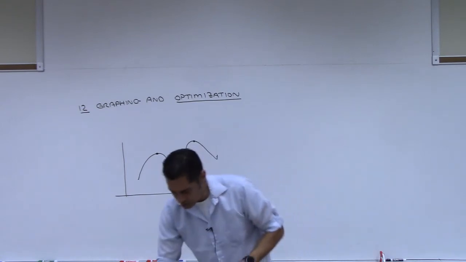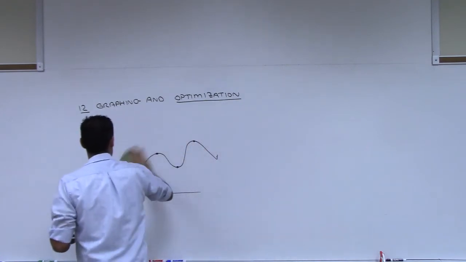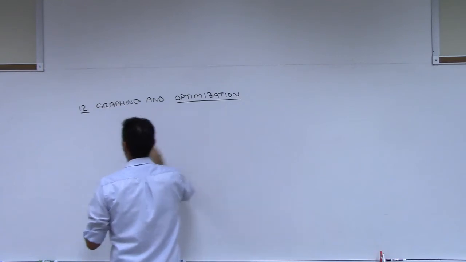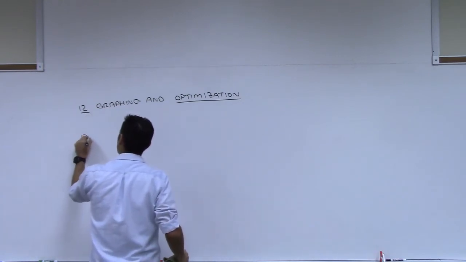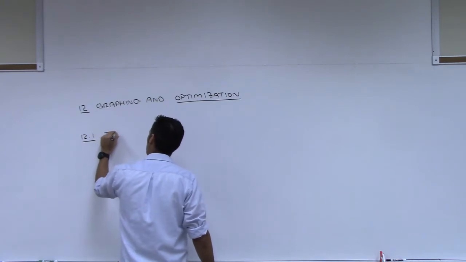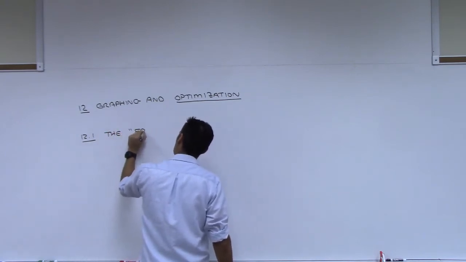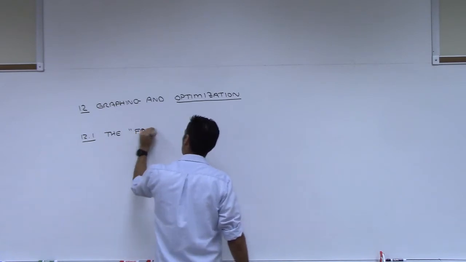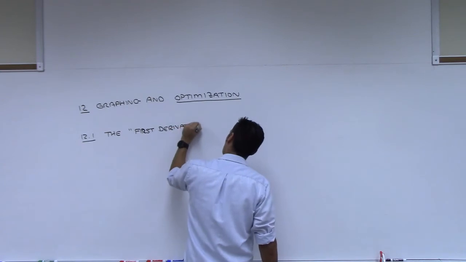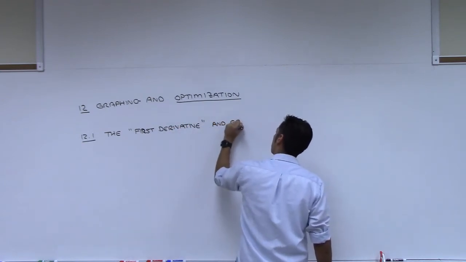But to start, in 12.1, we're going to talk about how taking the first derivative helps us with the graph and how it's connected to graphs. So: the first derivative and graphs.